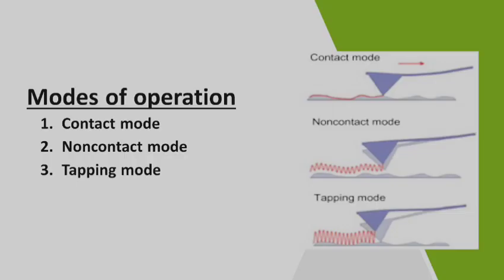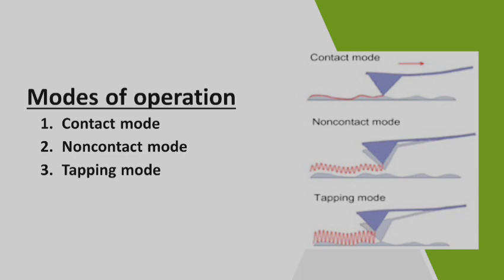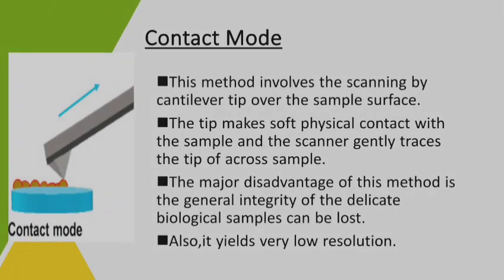So there are three modes of operation for the AFM. The first one is contact mode, the second one is non-contact mode, and the third one is the tapping mode. As you can see in the figure, the contact mode is touching the surface, and non-contact mode is not at all touching the surface but it is scanning the surface. And tapping mode is just going up and down, keeping a small touch with the sample. So we will explain in detail.